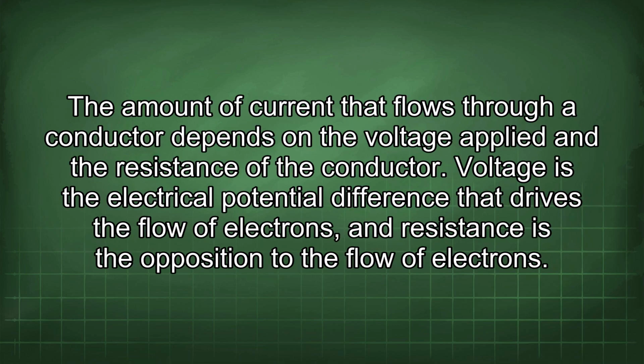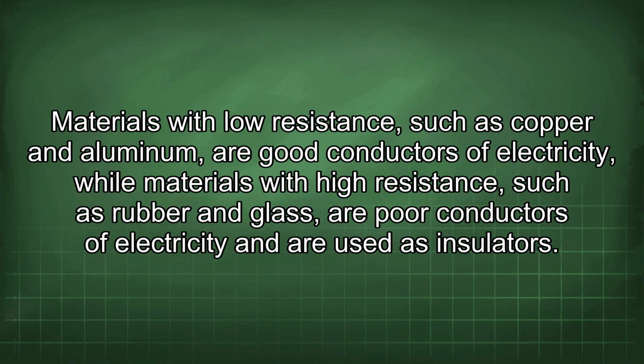The amount of current that flows through a conductor depends on the voltage applied and the resistance of the conductor. Voltage is the electrical potential difference that drives the flow of electrons, and resistance is the opposition to the flow of electrons. Materials with low resistance, such as copper and aluminum, are good conductors of electricity, while materials with high resistance, such as rubber and glass, are poor conductors of electricity and are used as insulators.